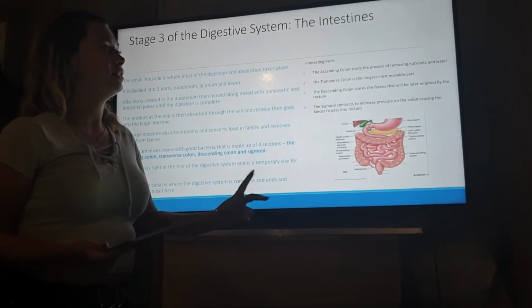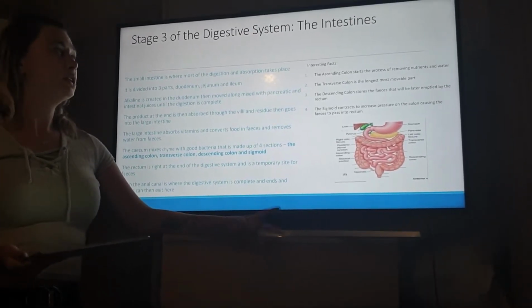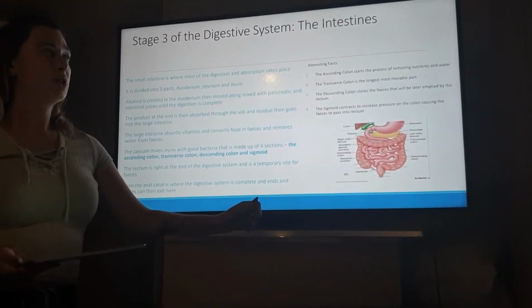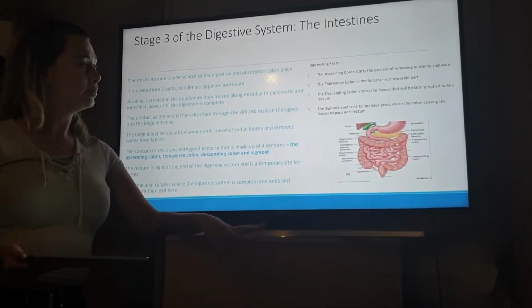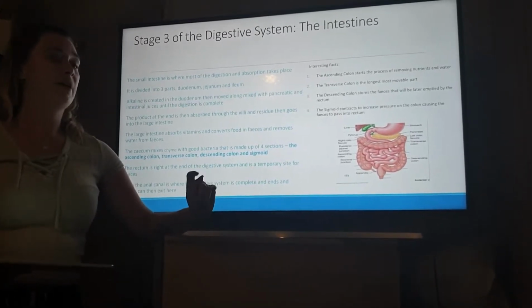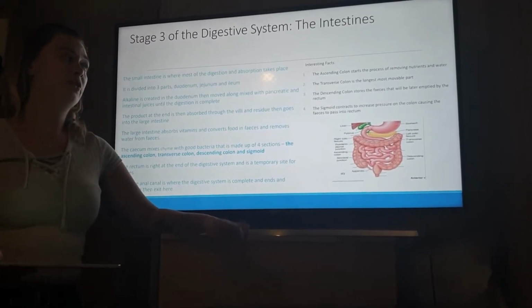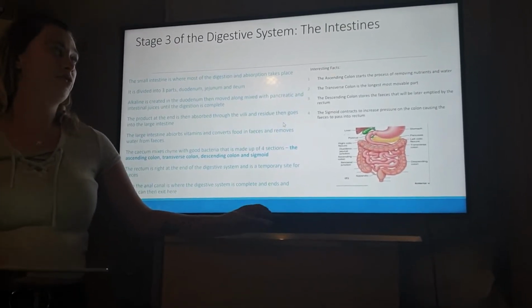So the ascending colon starts the process of removing the nutrients and water. The transverse colon is the longest, most movable part. The descending colon stores the feces that will later be emptied by the rectum, and the sigmoid contracts to increase pressure on the colon, causing the feces to pass into the rectum.